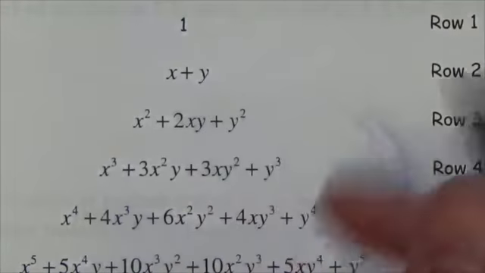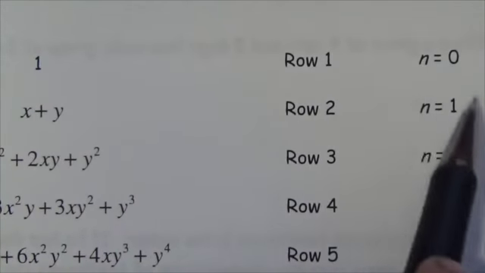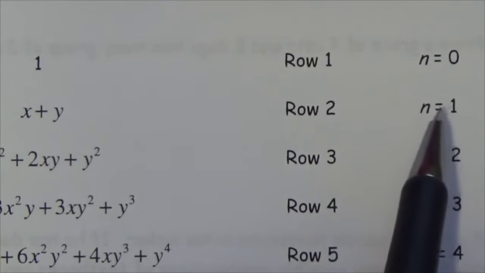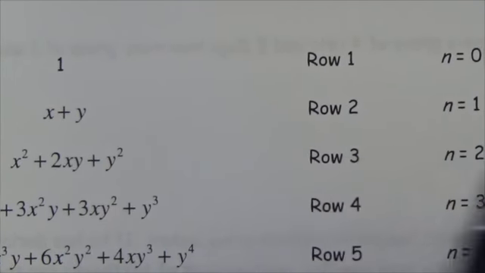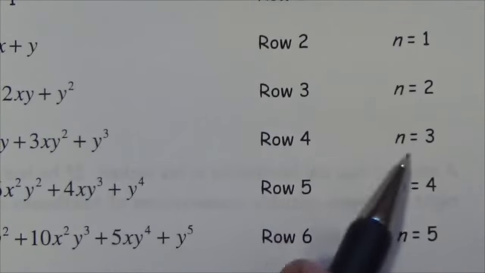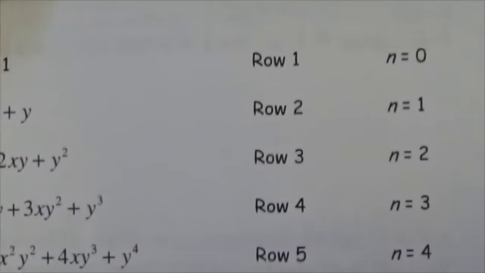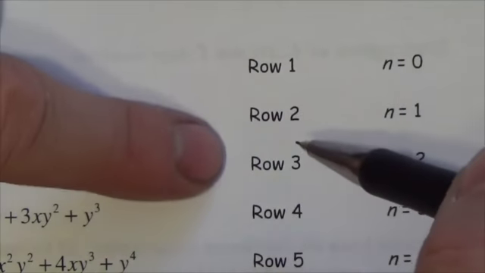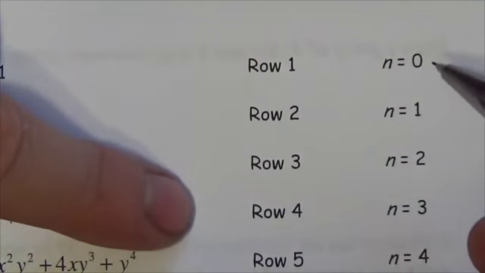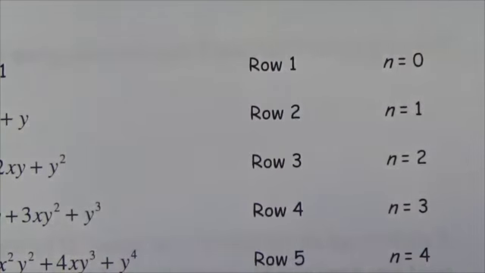We've got this triangle that's kind of growing here. Row 2 refers to the binomial that has 1 as the exponent. Row 3 is going to have the binomial with 2 as the exponent. Row 4 is going to be cubed. Row 5 is to the 4th, and so on. So just bear in mind that when we count the rows, the exponent is always offset by 1 because the exponents start at 0.